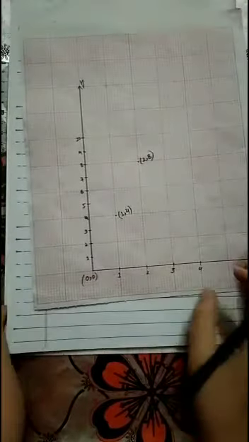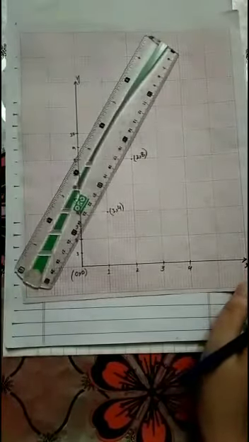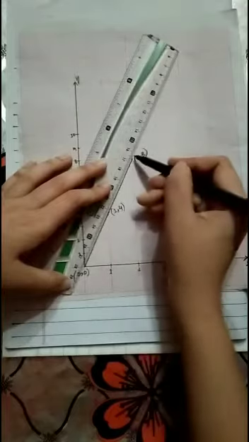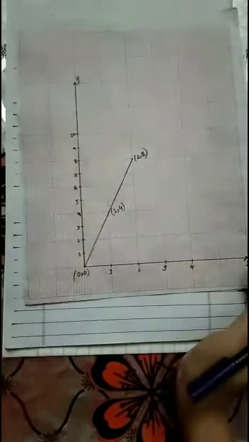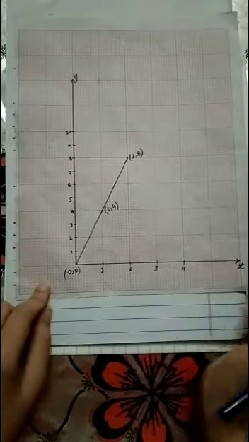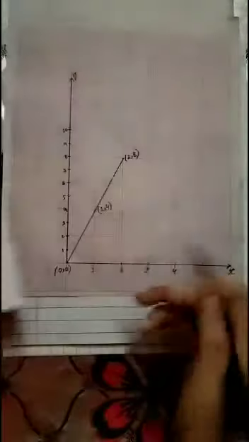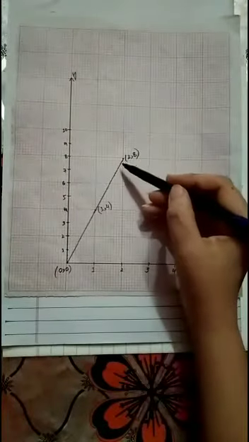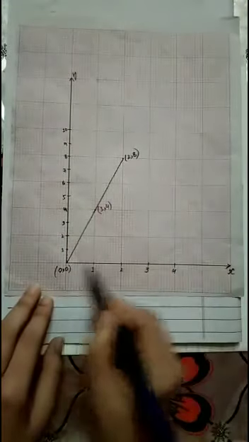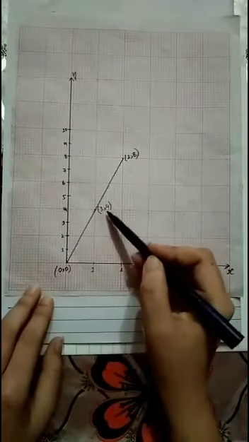It's very easy to draw a graph, students. You just have to take the points, and after that you can draw the graph very easily. Now we will join all these points to each other. In this way we will draw our final graph. The question is to draw the graph of y against x, so we have drawn the graph of y against x, using the points x and y.